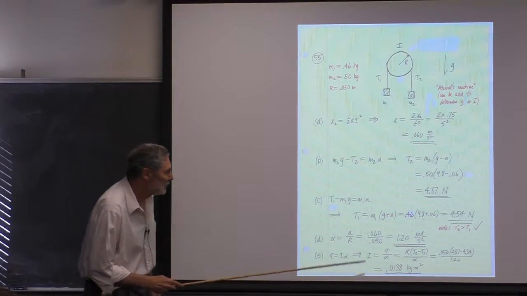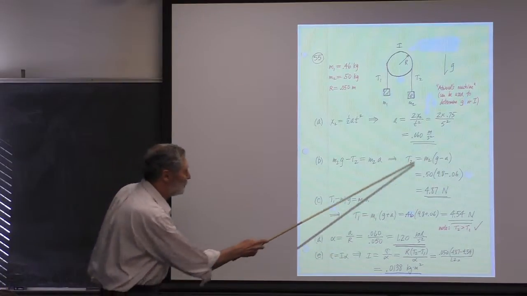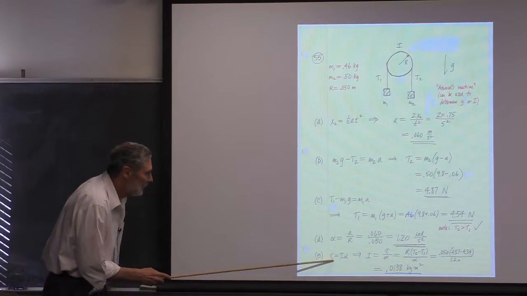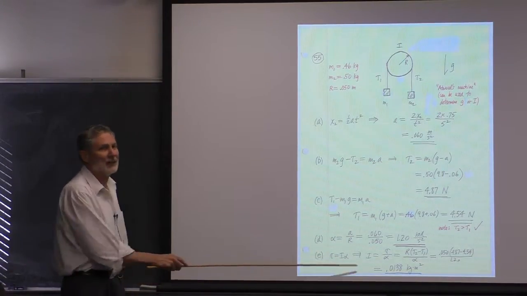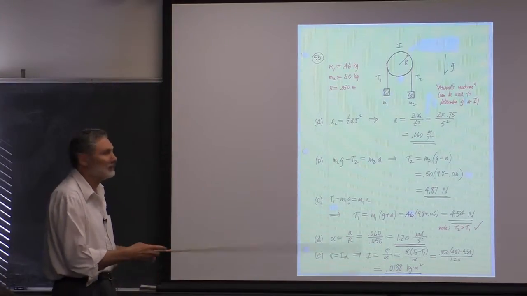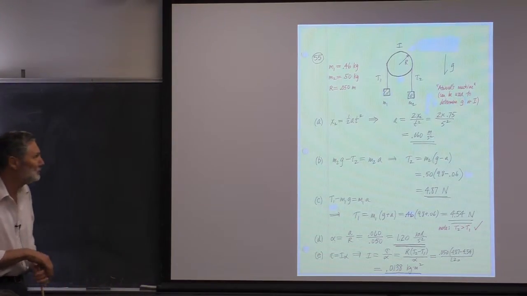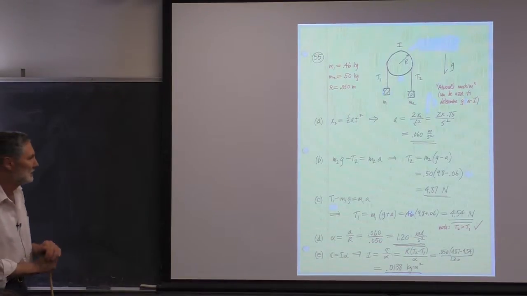We know the net torque. Well, we can get the net torque from the tensions. And we know the angular acceleration. We can find the moment of inertia. So that's our perspective on this. We're using the Atwood's machine here to find the moment of inertia.